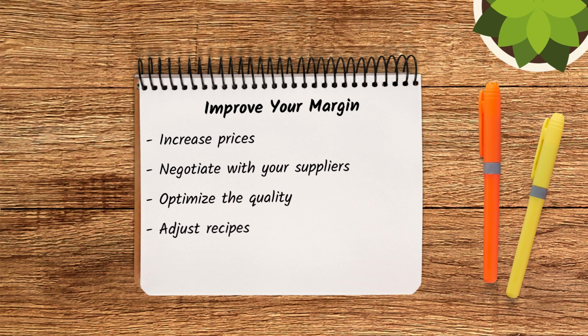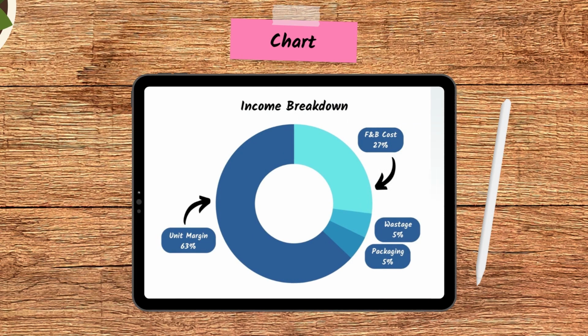You can adjust your recipes, changing some ingredients, changing some balance between them. And you can also optimize the portion size. That means going smaller or sometimes bigger if you accompany it with a price increase. Let's have a look at how you break down income to get the unit margin. So on the screen, you can see what income looks like. Once you deduct the food cost, for instance 27%, but also the wastage and the packaging, 5% each, you get a unit margin of 63%.